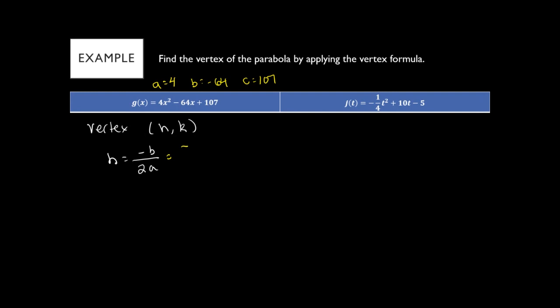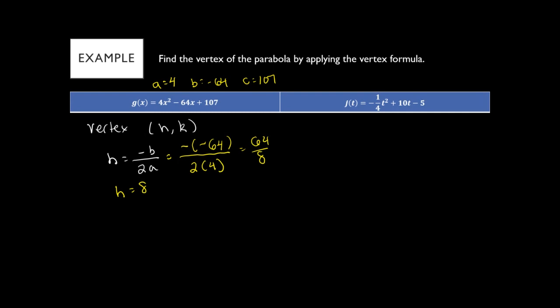So we have negative b, and b is already a negative, so it's negative negative 64, I mean. And then 2 times a, so that's 2 times 4. So we get 64 over 8. And so this gives us h is equal to 8. So that's the x value for our vertex.